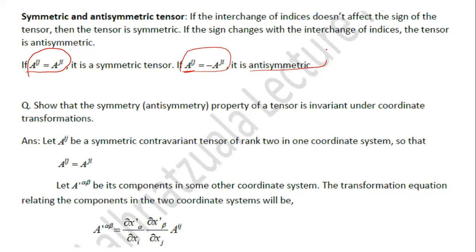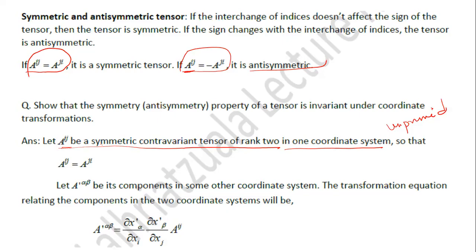Now let us see a very simple problem again. The symmetry or antisymmetry property of a tensor is invariant under coordinate transformation. So here let us consider Aij, with indices in superscript, to be a symmetric contravariant tensor of rank 2, and this is the component of such a physical quantity measured in one coordinate system, which is the unprime coordinate system.